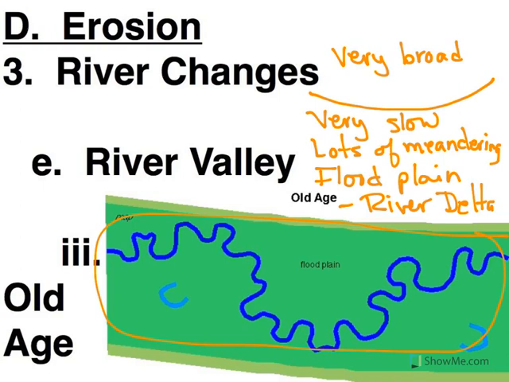So those are the stages in the life of a river and the effects that water has on the shape of a river. And all of it is related to erosion by water.